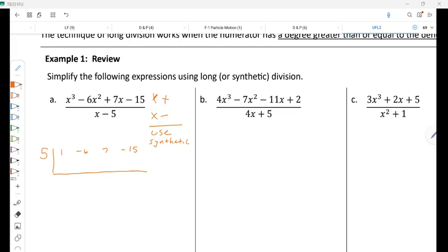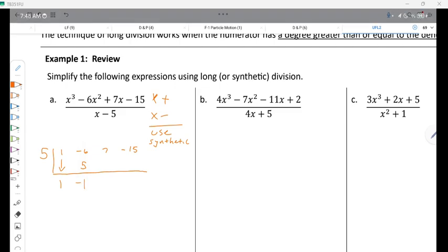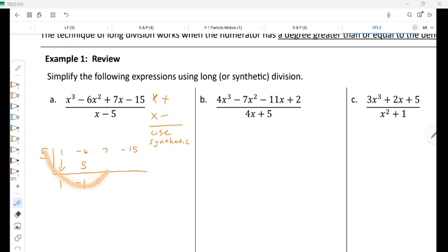Then we bring down the first coefficient, and we multiply 5 times 1 and put that result right here. Then we add down the column. -6 plus 5 is -1. We multiply and put our answer there. 7 minus 5 is 2. We multiply and put our answer there. And -5 plus 10 is -5. That last number is our remainder.